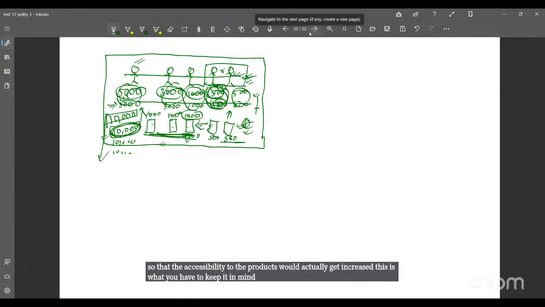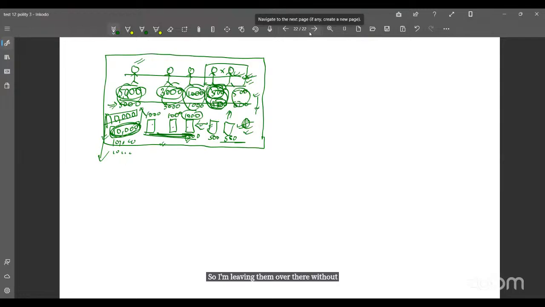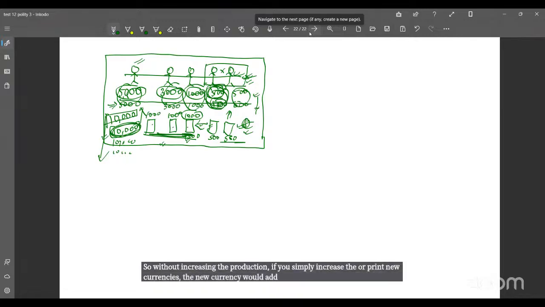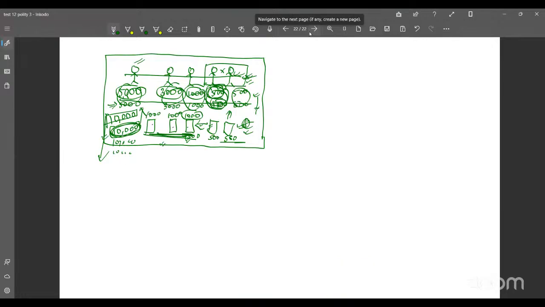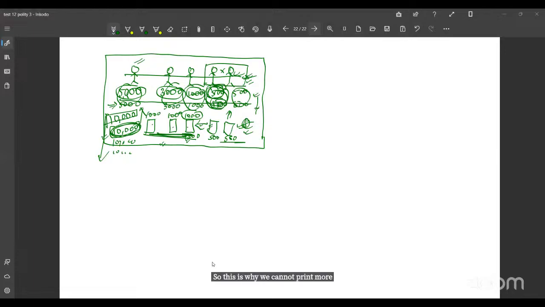So அப்படி இருக்கும்போது without increasing the production, if you simply increase the or print new currencies, the new currency would add values, it will increase the values of the products rather than making the conditions of the poor better. Is this example clear? So this is why we cannot print more money. If you keep on printing more money, there is of no use. That is what you have to keep it in mind.